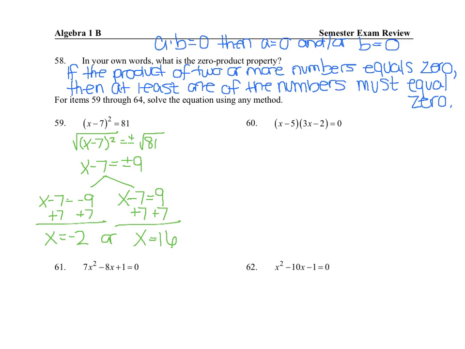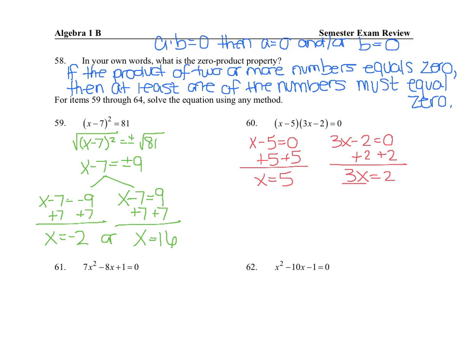For number 60, I've got (x minus 5)(3x minus 2) equals 0. So this is already factored, meaning I can set each factor equal to 0 and then solve for x. In this case, I'm going to add 5 and get x equals 5. In this other case, I'm going to add 2 first to get 3x equals 2, and then I will divide by 3 to get x equals 2/3. So my zeros are x equals 2/3 or x equals 5.